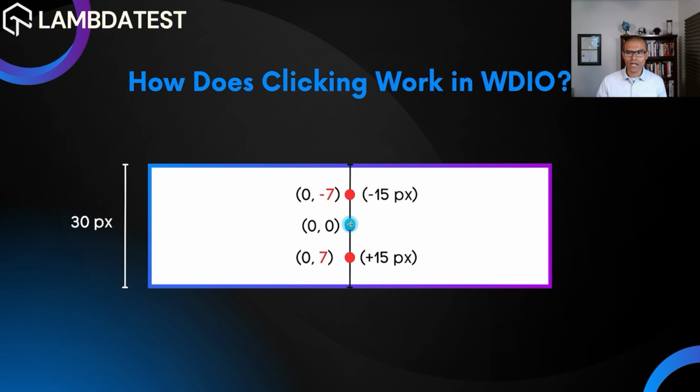Now, if we want to go down from the middle, then we pass a positive value, and that's going to land us somewhere in the middle as well, between the middle point and the bottom boundary.